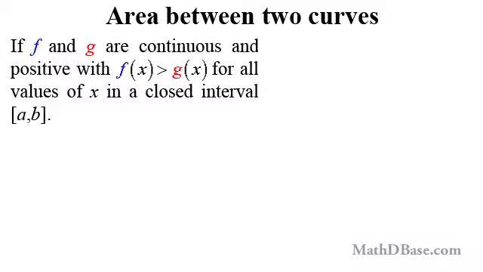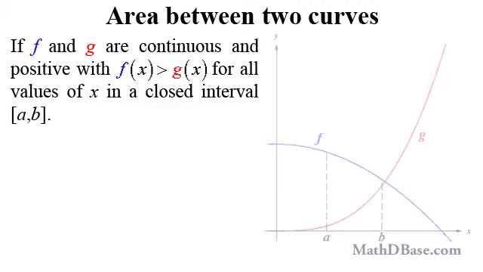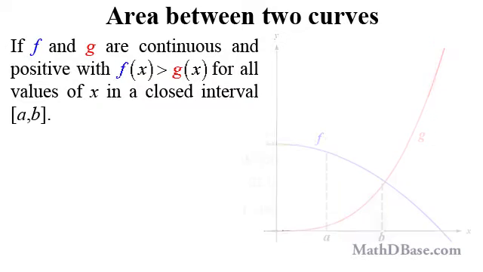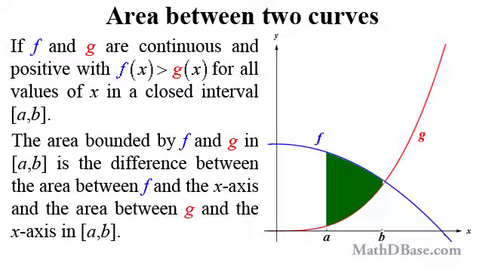Now, let's use this theorem to find the area between two curves that satisfy the hypotheses in a closed interval. If f and g are both continuous and positive functions, and the values of f are greater than those of g at every point of a closed interval from a to b, then the area bounded by the graphs of f and g between x equals a and x equals b can be found by subtracting the area between the graph of g and the x-axis from the area between the graph of f and the x-axis.